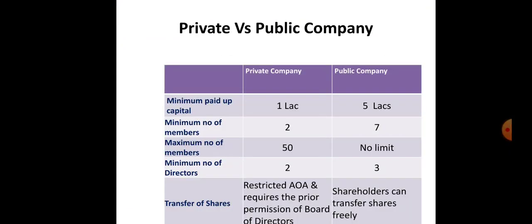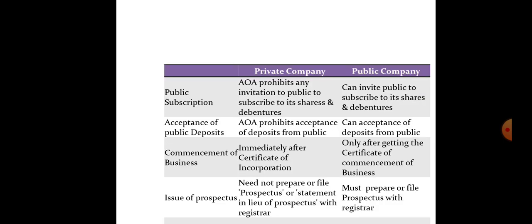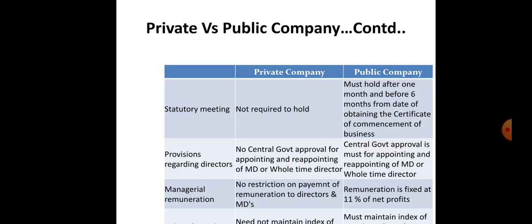The same has been given as differences based on certain important parameters like minimum paid up capital, minimum number of members and maximum number of members, and the minimum number of directors, like that. This is mandatory, we have to follow. Again followed by AOA, that is Articles of Association, which we will be discussing. What do you mean by Articles of Association? This is an important question, to differentiate between private and public company.